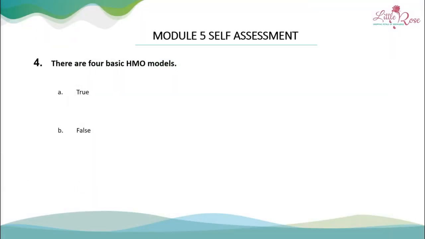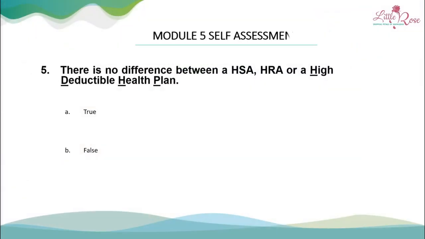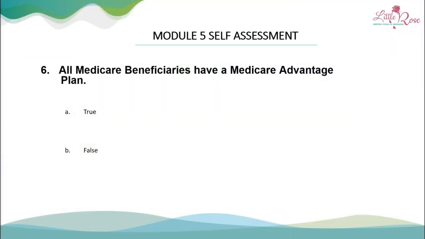Question number 4. There are 4 basic HMO models. Option A, true. Option B, false. Question number 5. There is no difference between a HSA, HRA, or a high-deductible health plan. Option A, true. Option B, false. Question number 6. All Medicare beneficiaries have Medicare Advantage plans. Option A, true. Option B, false.